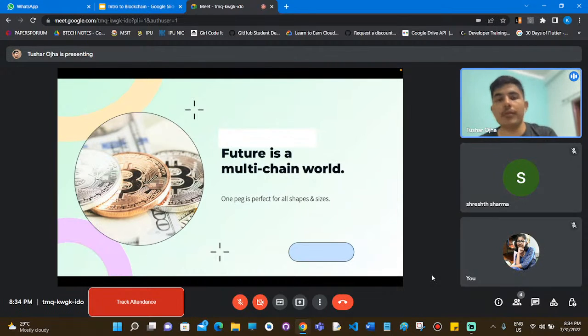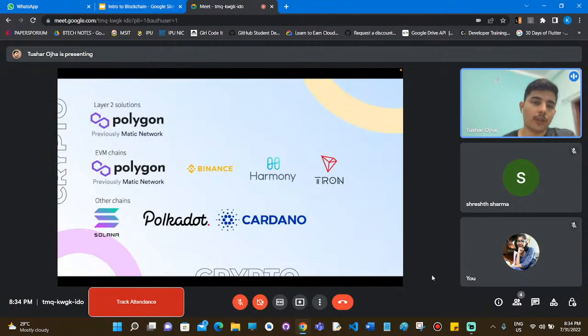Now you also have to accept that the future is not a single-chain world. There would be multiple chains, and there are already multiple chains solving different problems and working together, and that's why we hear about 50, 100 tokens and chains coming every day. So we're going to talk about a few chains. To solve the problems of Ethereum, layer 2 solutions come. For example, Polygon. Polygon is trying to solve the scalability issue of Ethereum.